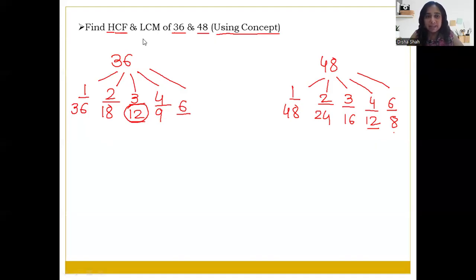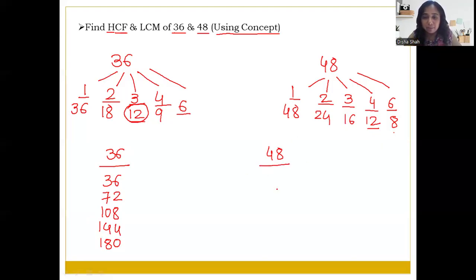Next, how to find the LCM. LCM means least common multiple. First we have to write the multiples of both, that is, the multiples of 36 and 48, so we have to write the table of 36. 36 ones are 36, 36 twos are 72, 36 threes are 108, 36 fours are 144, and 36 fives are 180. So here you can see I have written the first 5 multiples of 36. Similarly, let's write the first 5 multiples of 48. 48 ones are 48, 48 twos are 96, 48 threes are 144, 48 fours are double of 96, 192, and 48 fives are 240. Okay, so these are the first 5 multiples of 48.